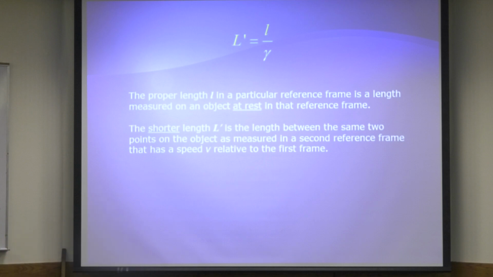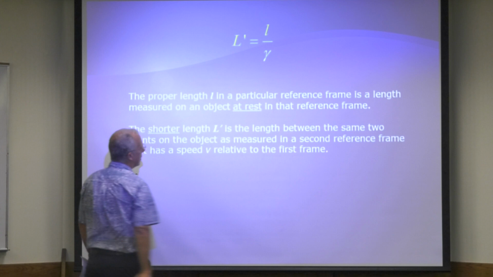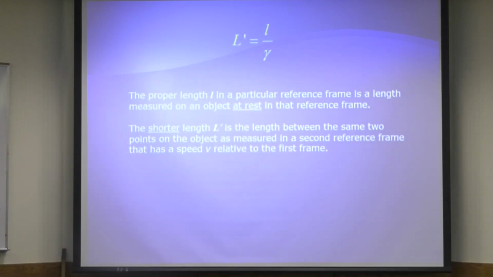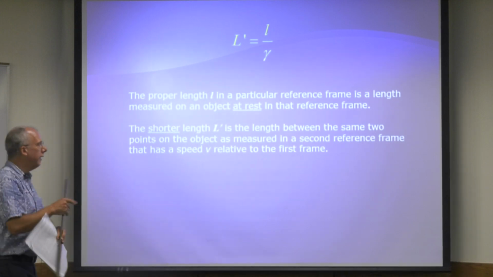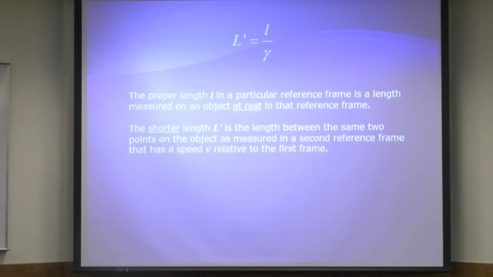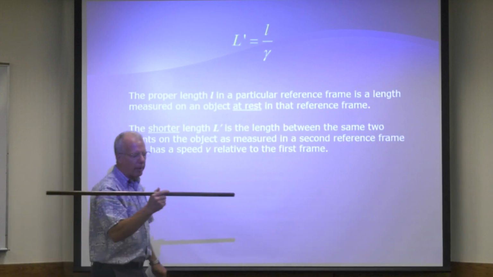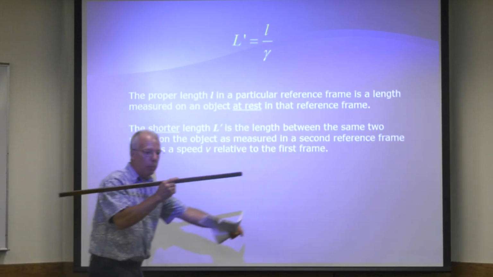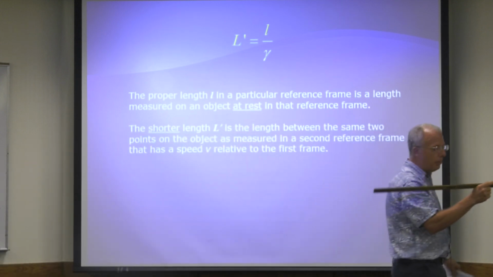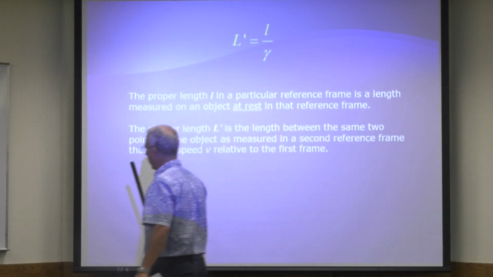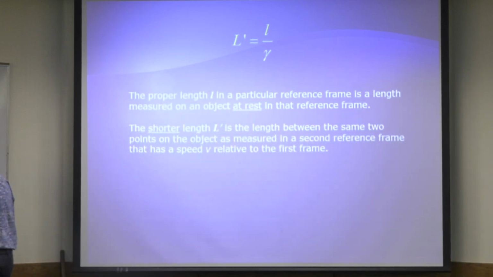So the shorter, or the contracted length, L prime, is the length between the same 2 points on the object. So, you know, here and here. As measured in a second reference frame that has a speed relative to the first. So according to me, I'm at rest, right? And according to me, you're moving that way. So you would measure the contracted or the shortened length.